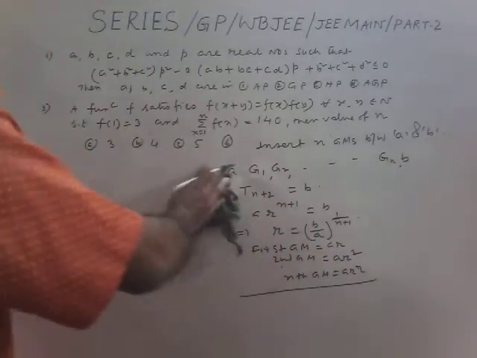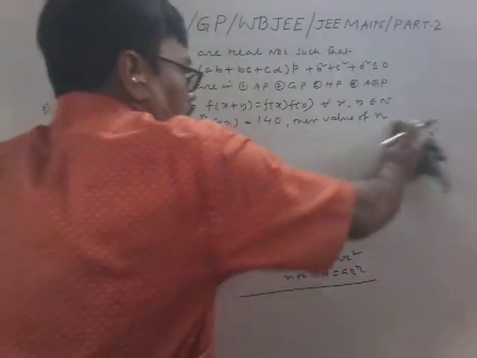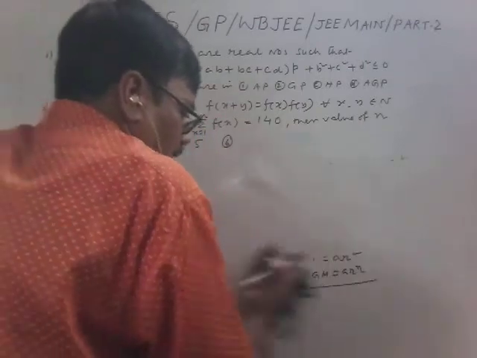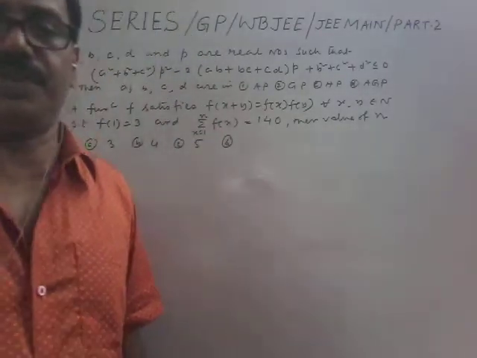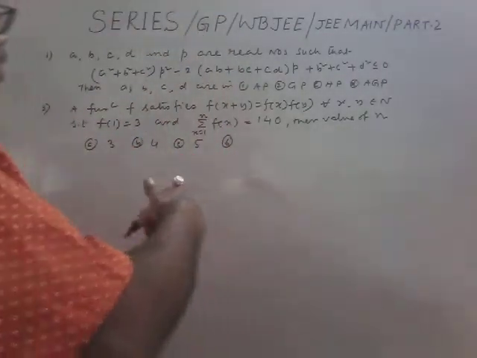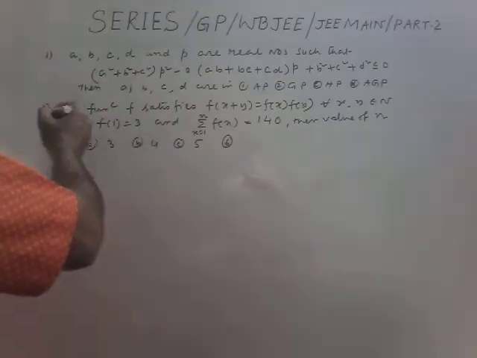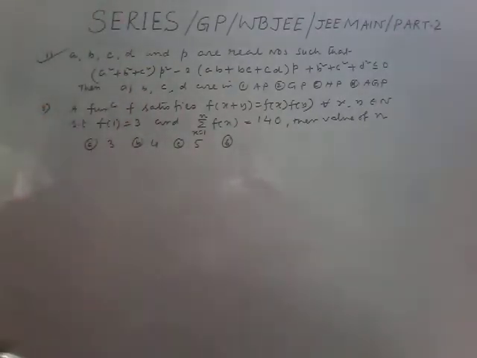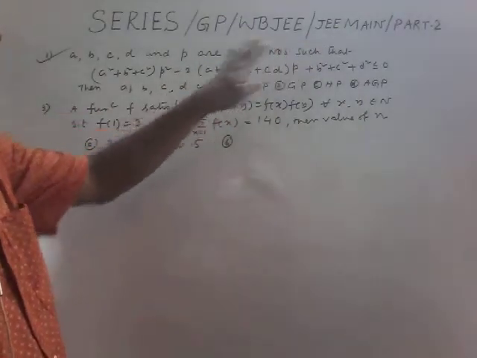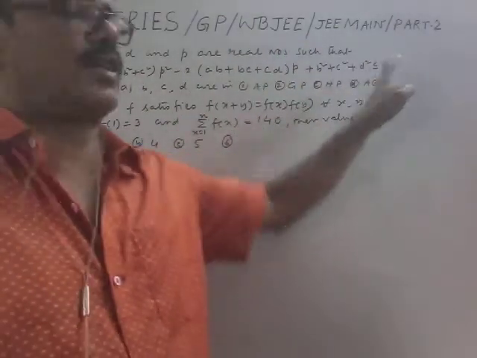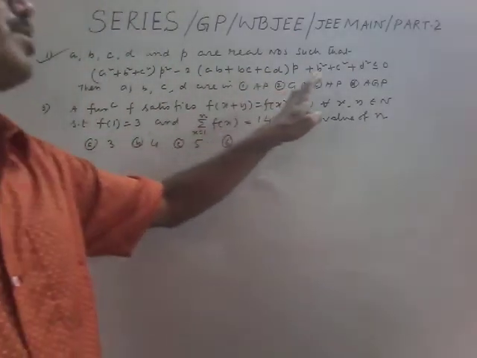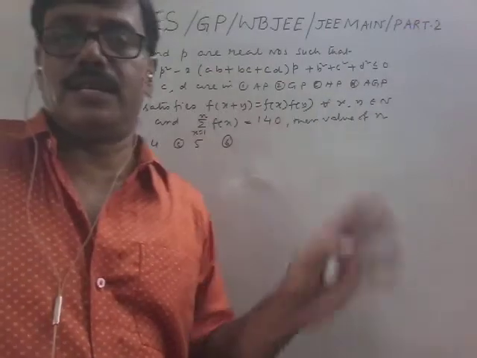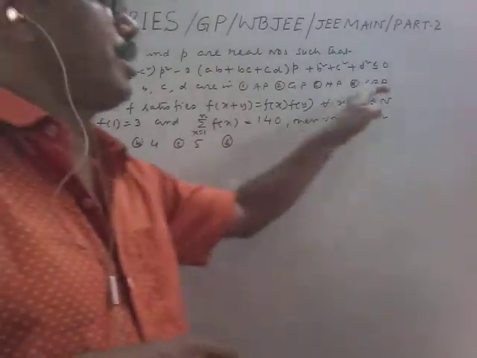Now we consider problem. So we solve some problem of GP series. Right, problem number 1. A, B, C, D and P are real numbers such that this is less than or equal to 0. Then A, B, C, D are in AP, GP, HP or arithmetic geometric progression.